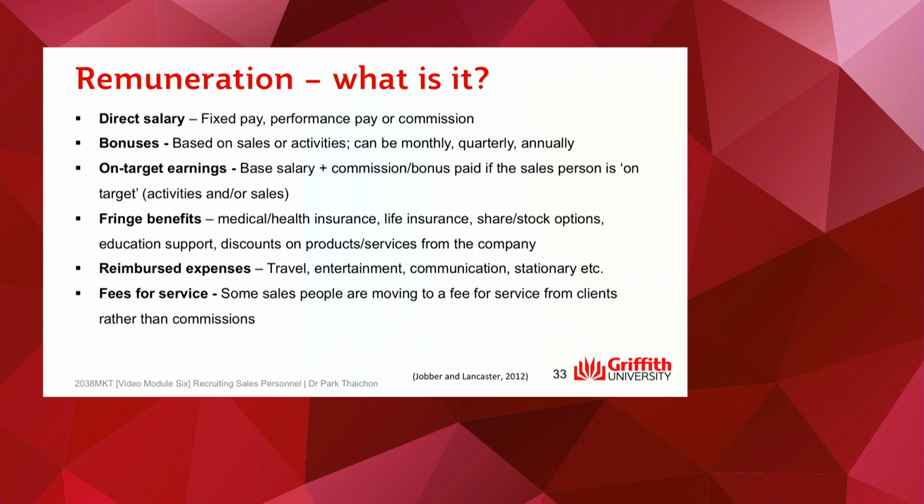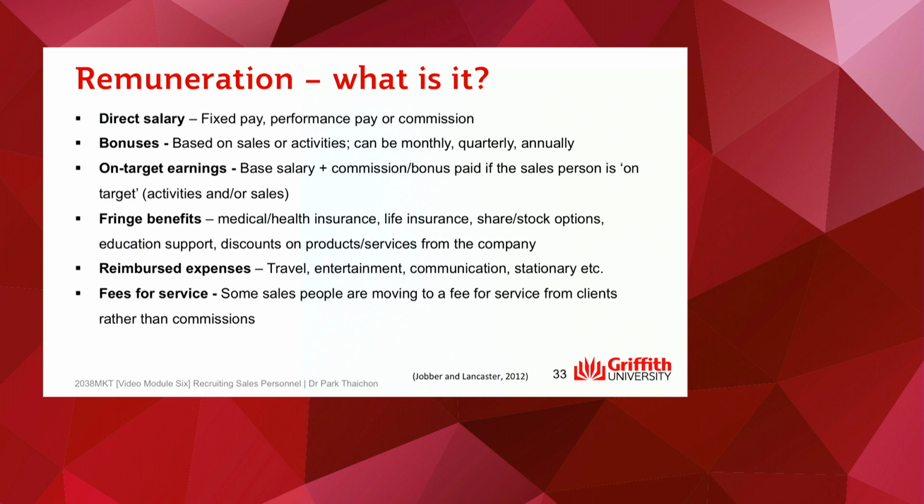Second one, bonus. So basically, annually for example, if we meet this target, we will get a 10% bonus at the end of the year. That happens a lot too. Or on-target earning. On-target earning means a bonus paid if the salesperson meets the target, which is the same thing as the bonus, but it means if you get this much percentage of sales, we will get this particular bonus.